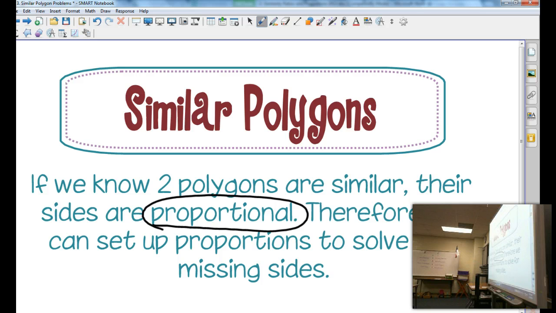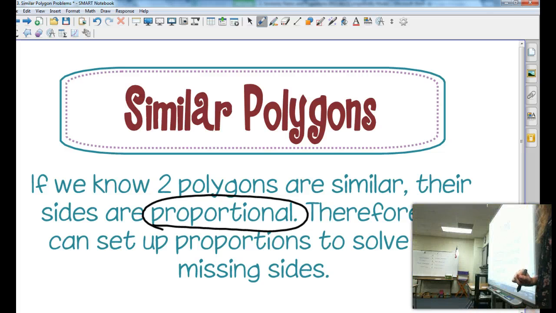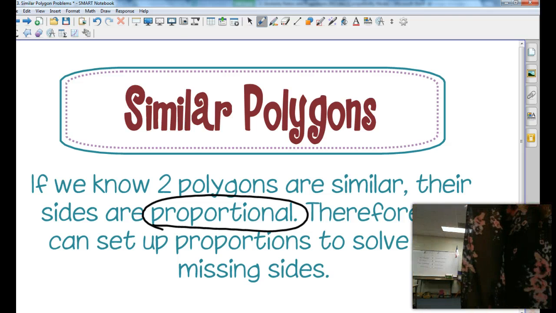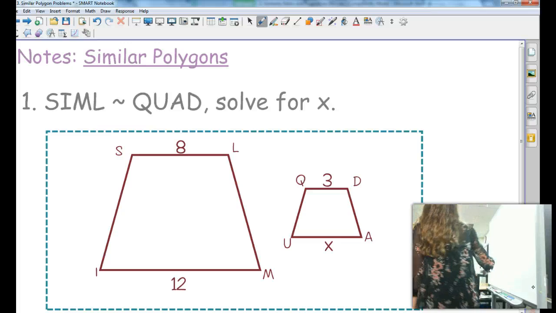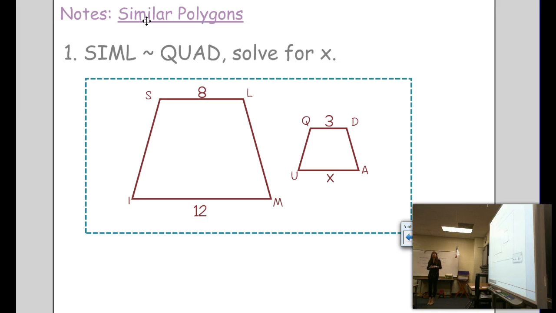We're going to set up proportions. You're going to get used to writing that word down. Proportion. You're going to know how to spell it. Proportion. Okay? So we're going to dive right in. That's really all there is to the lesson. The rest is just examples. Sim is similar to quad. Solve for x.